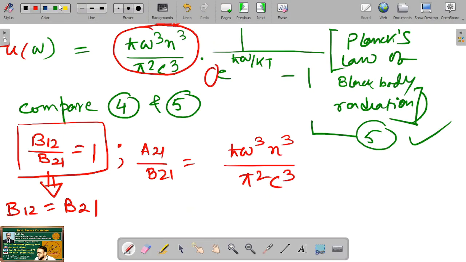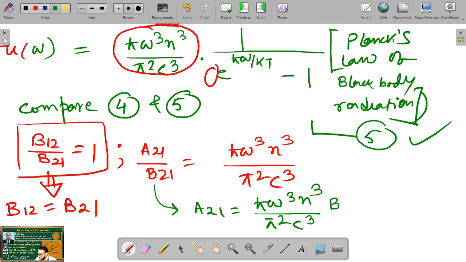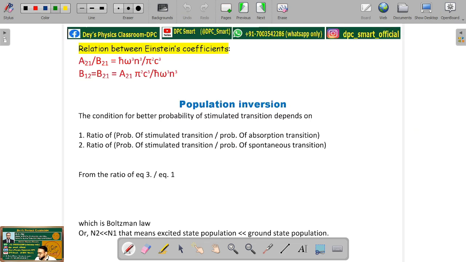Or from here we can write A21 equals h cut omega cube n cube divided by pi square c cube into B21, where B21 is also again B12. Finally we get the relation between those Einstein coefficients. So A21 by B21 equals h cut omega cube n cube by pi square c cube, and B12 equals B21 equals A21 pi square c cube by h cut omega cube n cube.